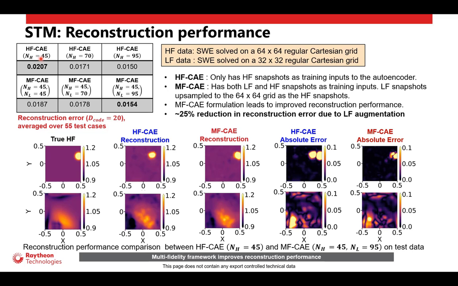The reconstruction error shows a 25% reduction when 95 low fidelity points are augmented with the high fidelity data. From the plots of a test case below, we can see that the multi-fidelity reconstruction is better than the single fidelity one if we compare the second and third column of images. And this is also reflected in the absolute error plot below, where the multi-fidelity CAE has resulted in reduced local concentration in the reconstruction error.